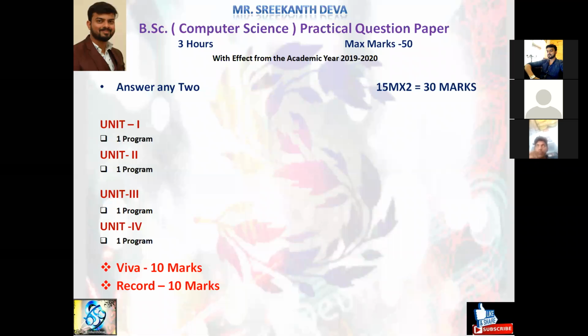Viva is 10 marks. Record: you need to maintain a record of these 16 programs with the outputs, and you may get 10 marks. Total 30 marks for answering any 2 programs, each carrying 15 marks, 15 into 2, 30 marks. Viva 10 marks, 40. Record 10 marks, 50. See, this is the pattern of your practical question paper of Programming in C.